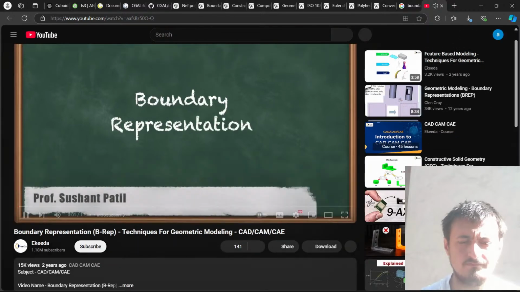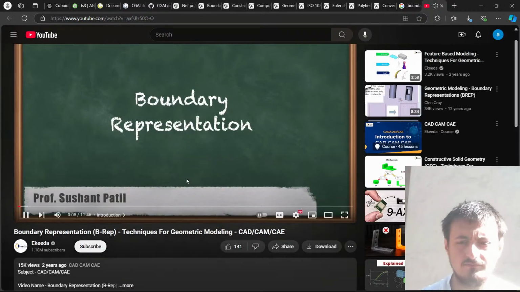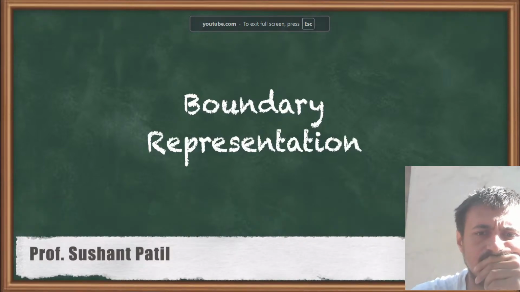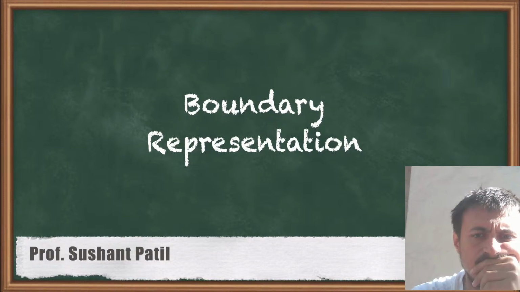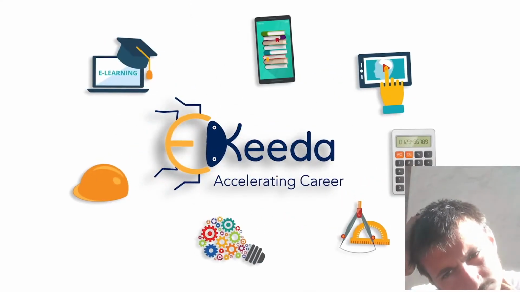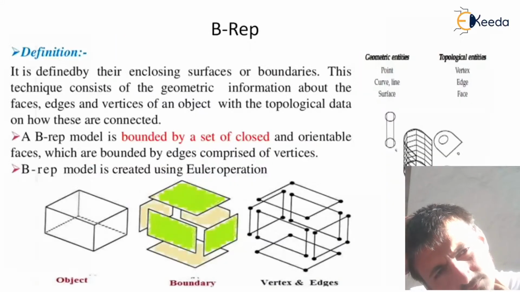Hello friends, let's begin with second method of solid modeling where we will study boundary representation. In this model, we will learn about boundary representation, a Euler formula, and then we will learn the merits and demerits of the boundary representation. Let's begin. Boundary representation is also called as B-rep.